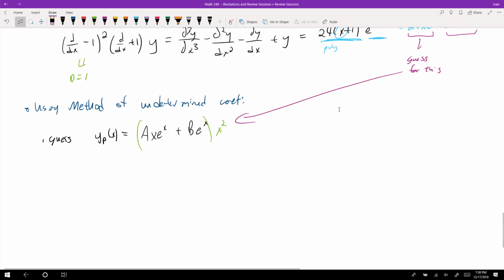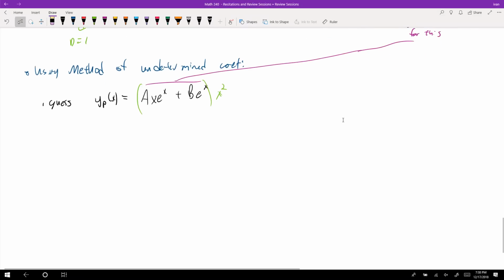So now you have to take this entire thing and multiply by x squared. So the particular solution, this is the guess there. We would actually guess y p of x is equal to ax squared e to the x, or ax cubed e to the x, plus bx squared e to the x.